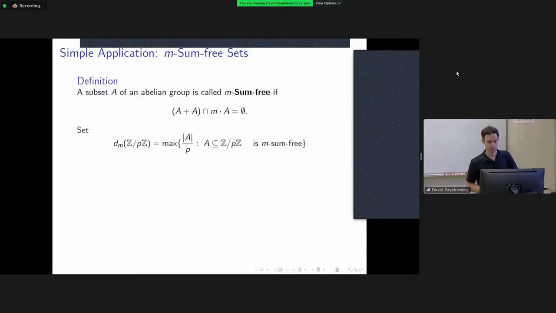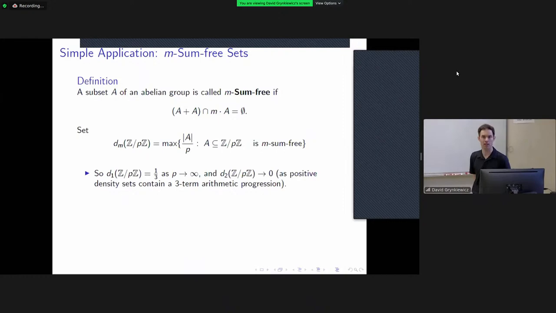And you could ask, well, let's set d_m of Z mod pZ to be the maximal density of an m-sum-free set mod p. If we do this, and we let p get really large, and see what happens for larger and larger primes, this density for the sum-free case is 1/3. It's that simple observation. You just write down the lower bound construction. We have the Cauchy-Davenport bound, done.